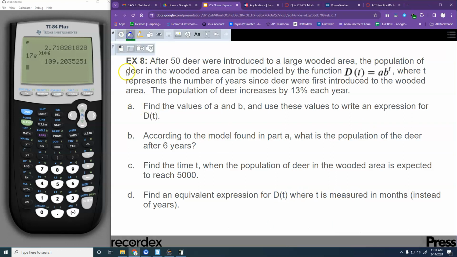After 50 deer were introduced to a large wooded area, the population of deer in the wooded area can be modeled by the function d of t equals a times b to the t, where t represents the number of years since the deer were first introduced to the wooded area. The population of deer increases by 13% each year. That first part is just telling you this is exponential.